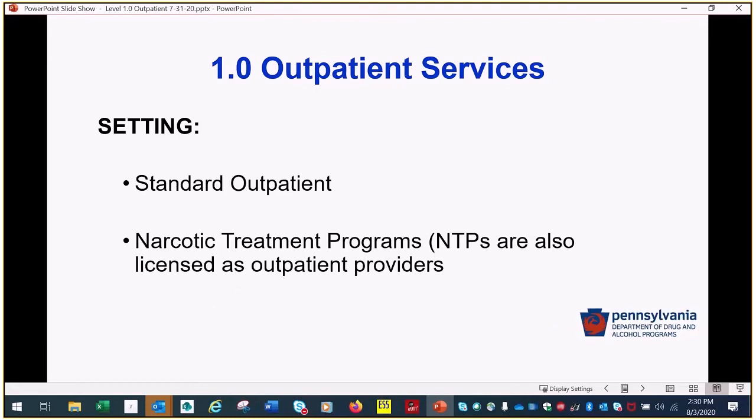While we generally think of the 1.0 level of care as being standard outpatient, it is important to remember that narcotic treatment programs or methadone maintenance programs are also licensed as outpatient providers. Therefore, Pennsylvania outpatient regulations will apply to both, as will the ASAM criteria, although each of these services will also have unique requirements or applications as well.